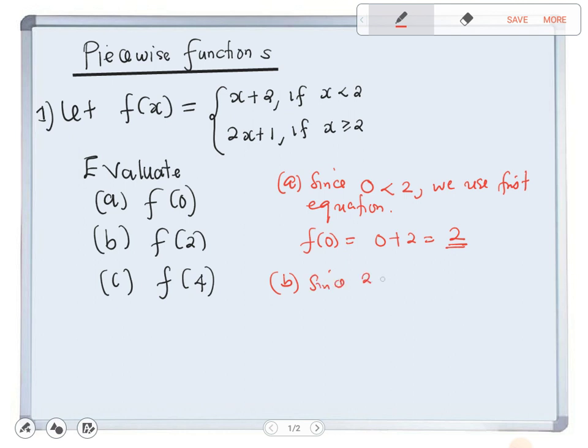Consider then b. Since 2 is less than or equal to 2, it is not greater than, but it's less than or equal to 2, right? So we are going to use the second equation. So we say f of 2 is just equal to, where there's x we put 2, so 2 times 2 plus 1 to give us 5.